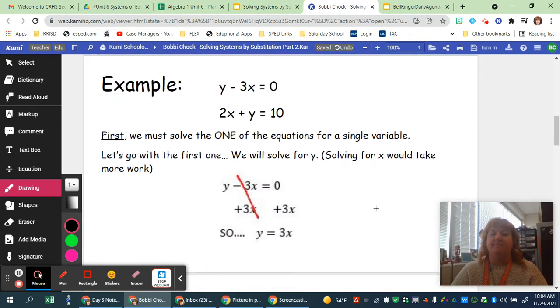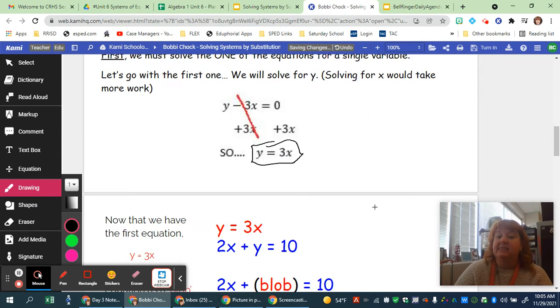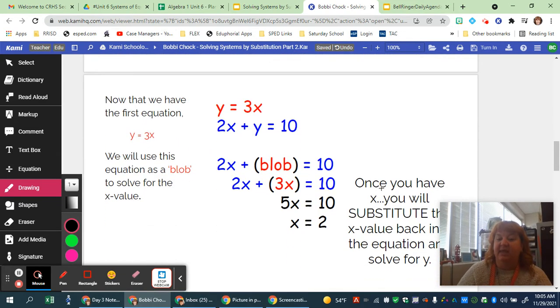So let's get started. You have y minus 3x equals 0, 2x plus y equals 10. The first step, remember, is to solve one of these for y. You could solve whichever one you want for y. You could move the 2x, or you could move the 3x. It's probably easier to move the 3x because you end up with y equals, because you add 3x. So then you get y equals 3x. Now we know y equals 3x. Done.